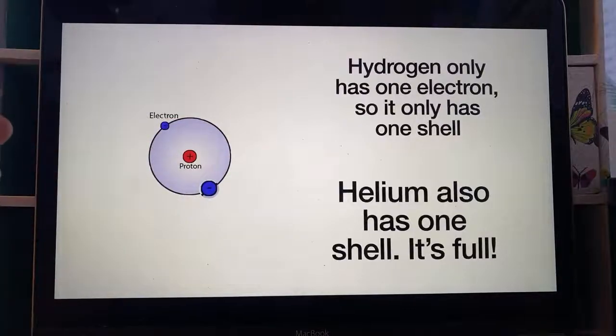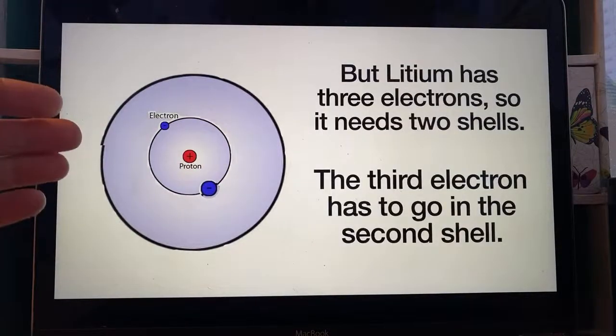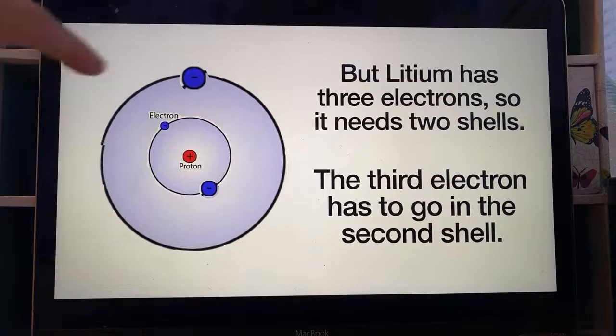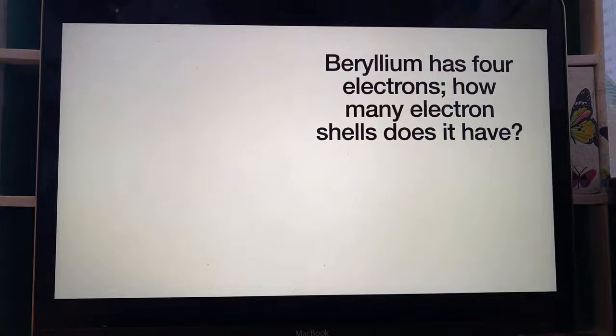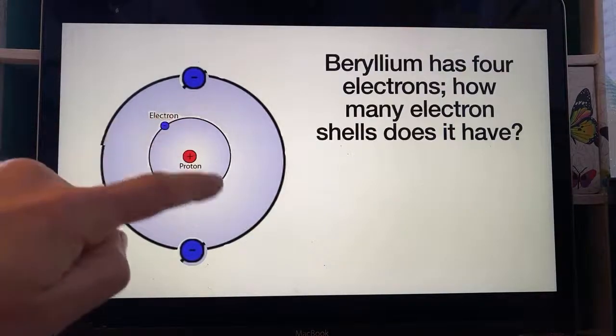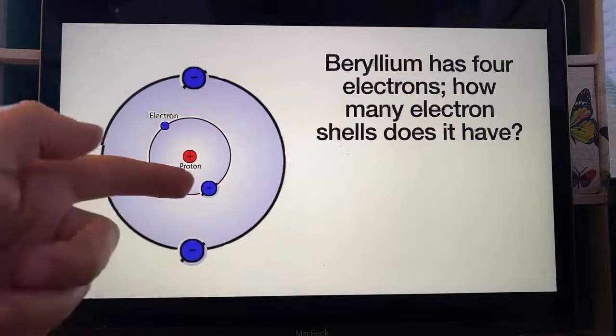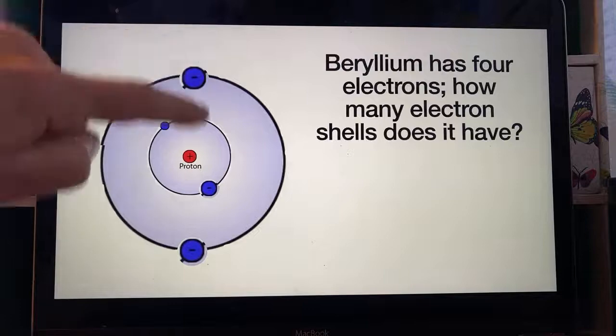So if you've got a bigger atom, which has 3 or 4 or 5 electrons, you need to draw another shell. Like lithium has 3 electrons, so it needs 2 shells, because the third electron has to go into the second shell, okay? And then beryllium has 4 electrons. So how many electron shells does it have? Go on. If you're drawing an atom and it's got 4 electrons, how many shells do you need to draw? You need 2 shells, because you can put the first 2 electrons in the first shell, but then the first shell is full. Poor little first shell can only hold 2 electrons, and you've got 2 electrons left, so you have to put them into the second shell.